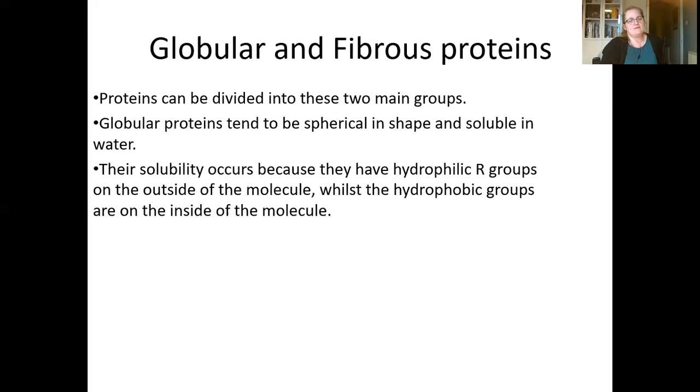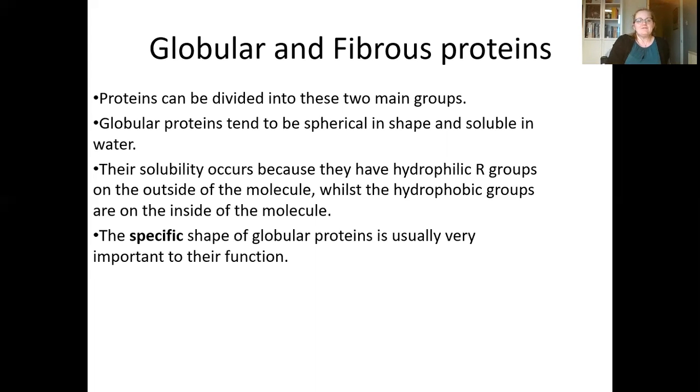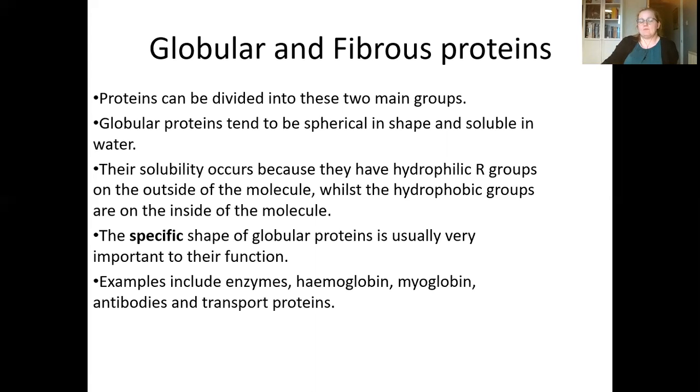Why this happens is because they have hydrophilic R groups on the outside of the molecule. Like we said before, hydrophilic R groups are going to be on the outside, hydrophobic R groups will be on the inside of the molecule. The specific shape of globular proteins is very important for their function. Examples are hemoglobin, enzymes, myoglobin, antibodies, and transport proteins.